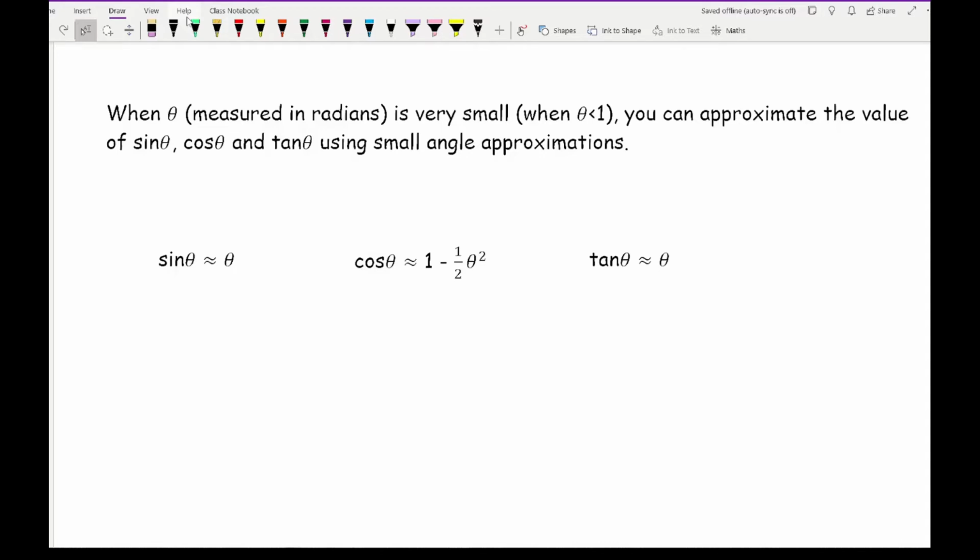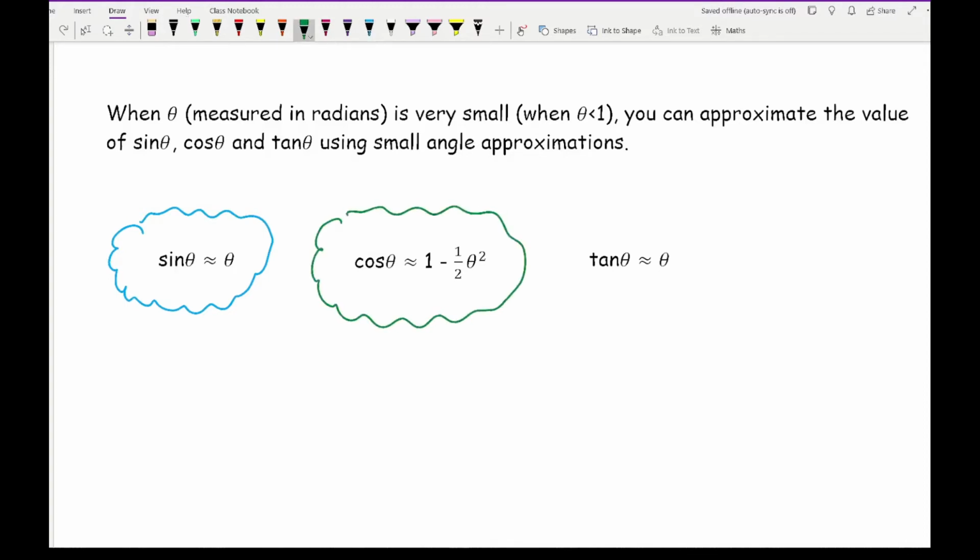When theta is measured in radians and is very small, basically what's classed as small is when theta is less than 1, you can approximate the value of sine theta, cos theta or tan theta by using these small approximations. These approximation formulas used to be given to you in a formula book, but if you're not given a formula book, then you will need to learn these formulas. The key thing is that we are always approximating, so this is why we've got our little curly equal sign.